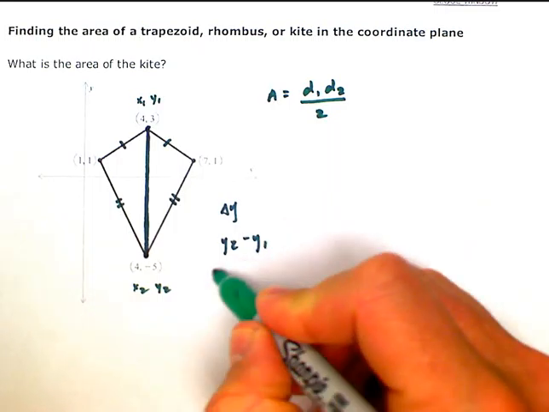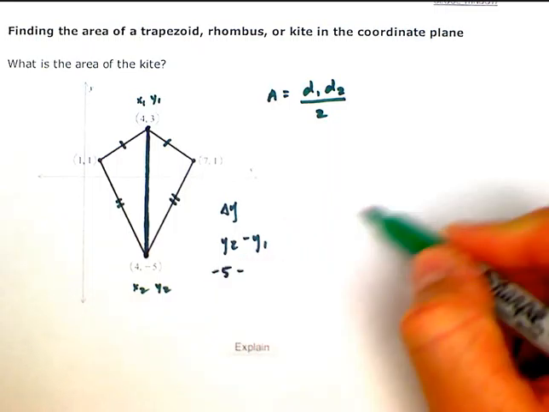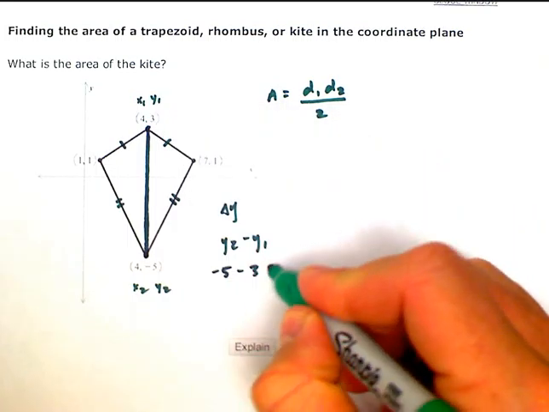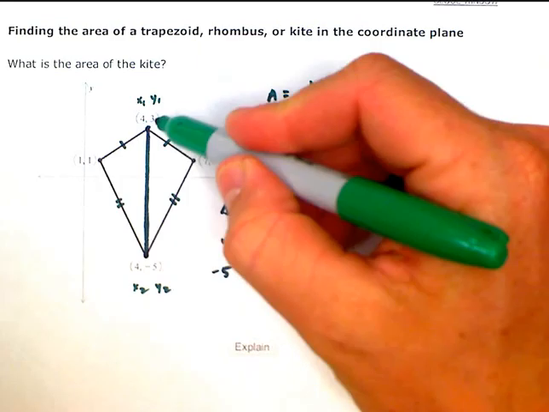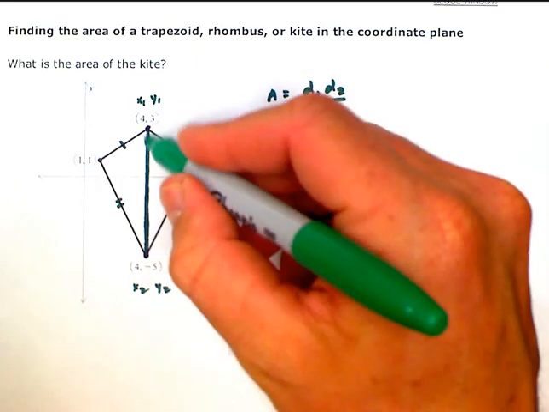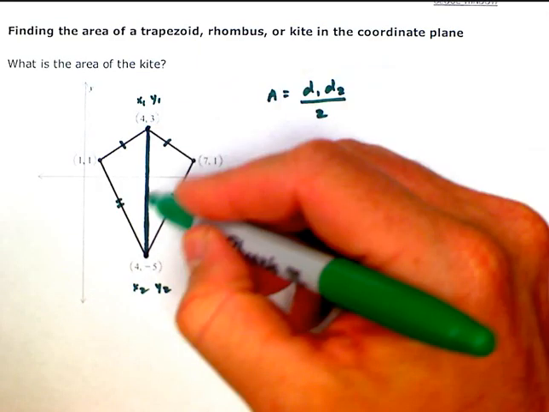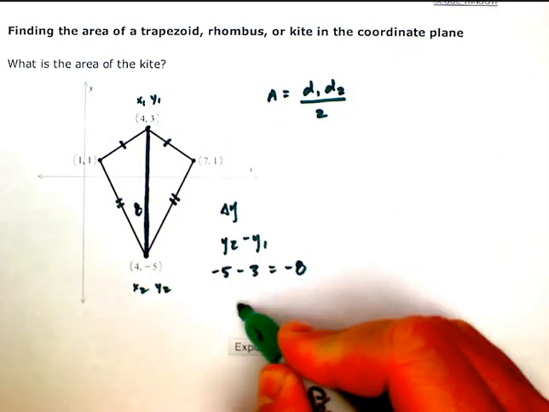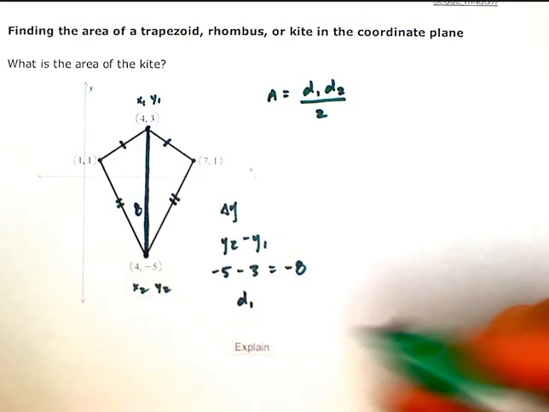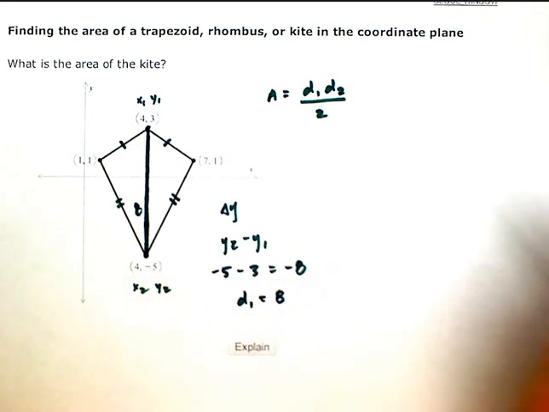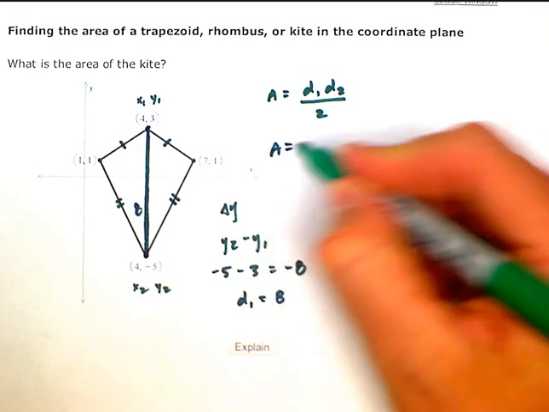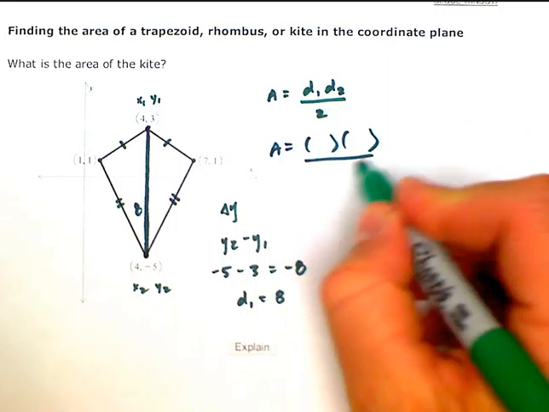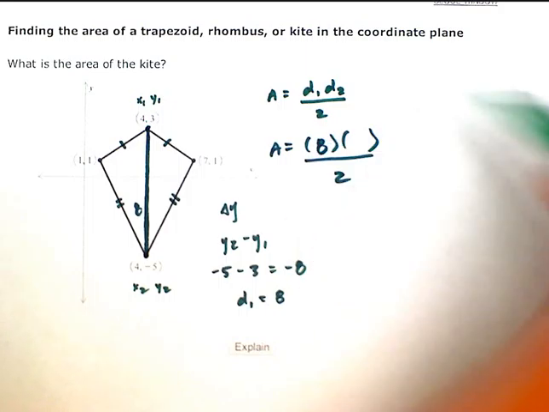So our y2 is -5 minus y1, which would be 3. So we are dropping 8, or the length of this diagonal is going to be 8. So we could label this 8 here. Or let's go ahead and put it down here. Diagonal 1 is going to be 8. Our area is going to be equal to diagonal 1 times diagonal 2, all divided by 2. We can go ahead and fill in diagonal 1 is 8.